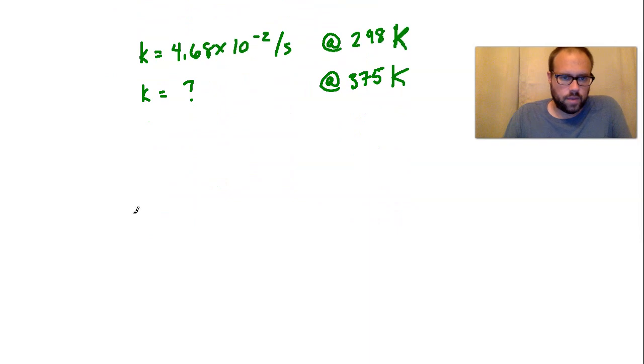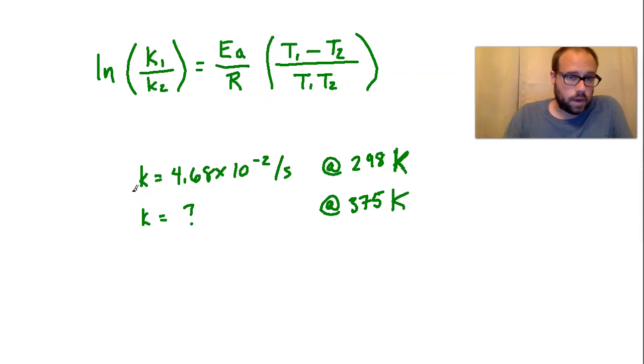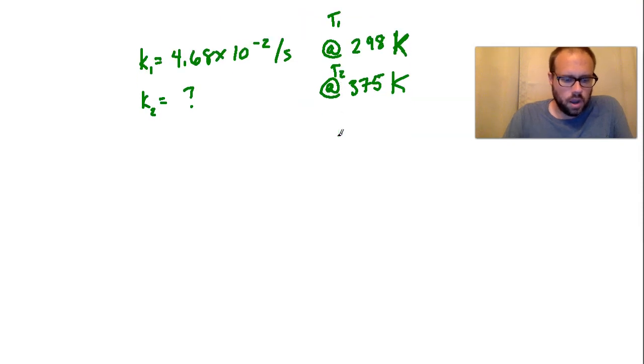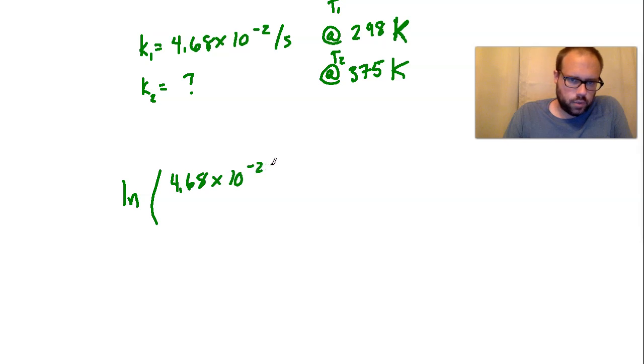Okay, so the way that we can do this, it's going to be a bit of a jumbled mess with everything we have to fit in there, but we utilize this equation right here, right? And we're going to solve for what will be K2, right? We have to find the second, so we could call this K1, and this is K2, and this would be temperature 1, and this will be temperature 2 here. All right, so setting this up, what is it going to look like? Well, it's going to be the natural logarithm of 4.68 times 10 to the minus 2 per second over rate constant 2, which is what we'd like to find.